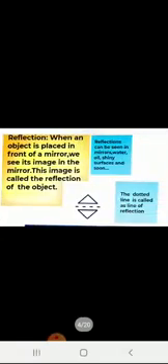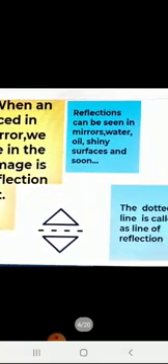See here, a boy is standing in front of a mirror. He was seeing his image in the mirror. These images are called reflections of the object. Now, where can we see reflections? We can see reflections in water, as shown in the example. Reflections can be seen in mirrors, water, oil, shiny surfaces and so on.